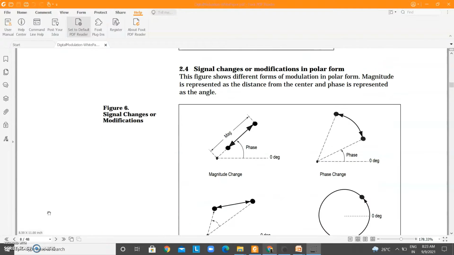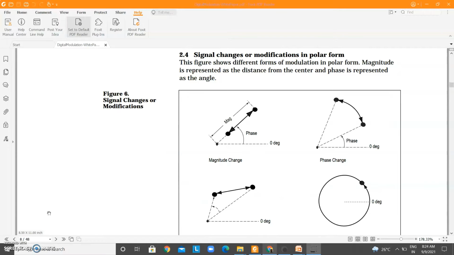We also saw what happens when the magnitude changes, what happens when the phase changes. When magnitude changes, the radial length will change, and when phase changes, the angle will change, and if both of them are changing, you saw how it changes.